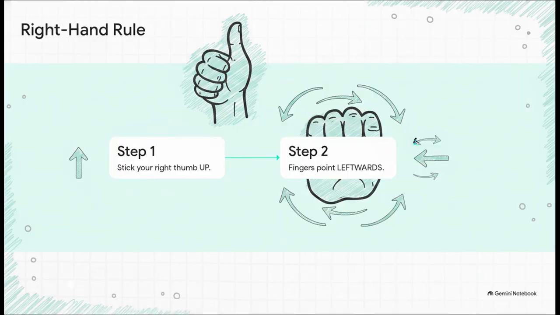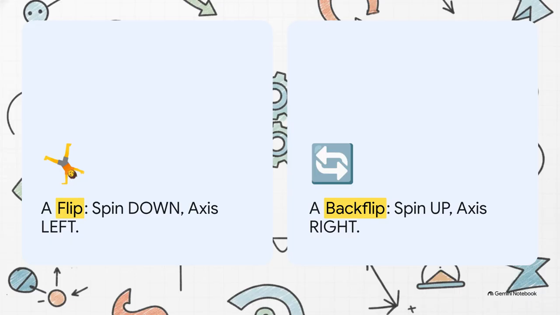To determine that convention and really visualize it, do me a favor and hold up your hand right now. Yeah, do this with me. If we stick our right thumb up into the air, you'll notice your remaining fingers naturally curl and point leftwards. This physical relationship perfectly maps out our spinning direction relative to our axis. And that right there brilliantly illustrates what's known as the right-hand rule.